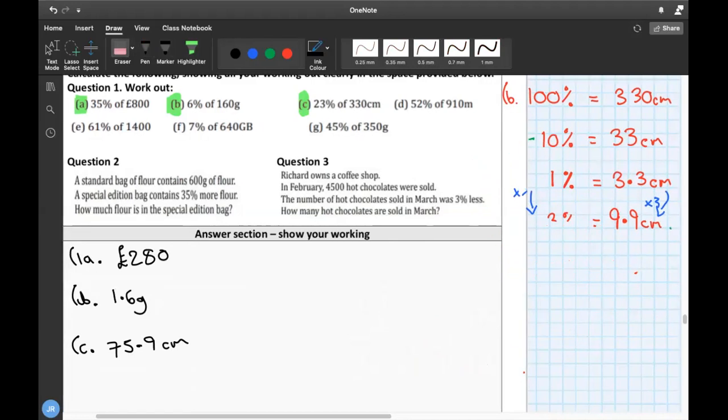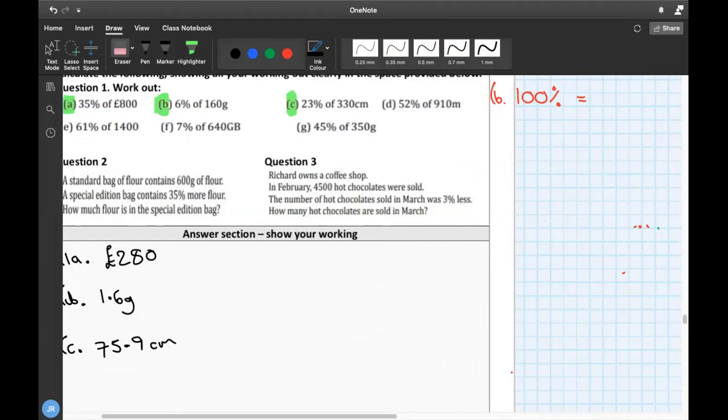Okay, next, we're on part D. This time we're finding 52% of 910 metres. So we're now doing part D. Right then, so my original amount, that was 910 metres. I'm trying to find 52%, so 50% would be a useful one to find. How do I get from 100 to 50? I divide by 2, so I need to do the same thing with my amount as well. That's going to be 455 metres.